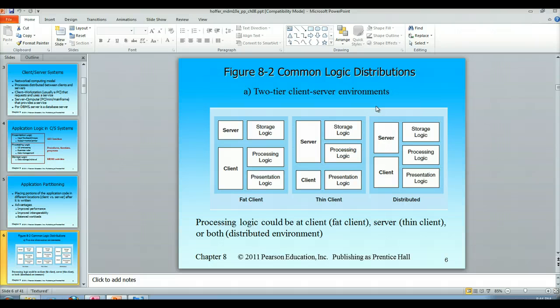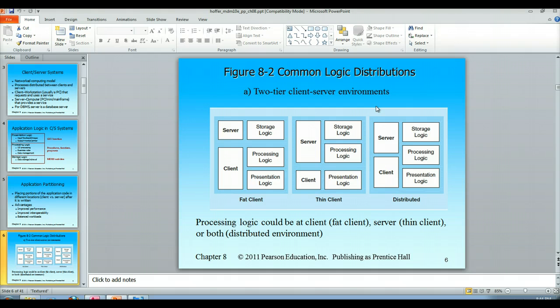And what we see are basically three different logic distributions. In this case, we're talking about the two-tier, right? We've only got clients and servers. When you have a fat client, your fat client is doing a lot of the processing logic. All the processing logic and all the presentation logic happens at the client, and the only thing that's happening in the back end is storage logic. When you get to a thin client, all of the processing logic and all the storage logic is on the server end. The client really is simply just presentation logic.